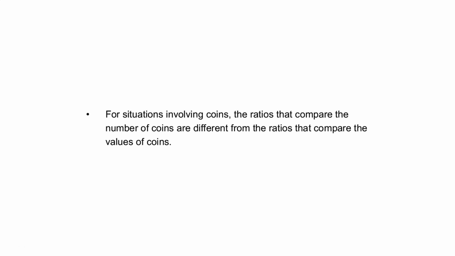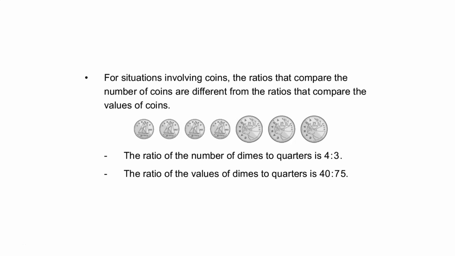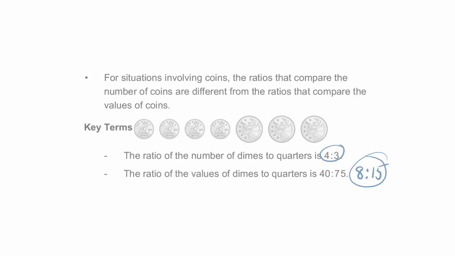For situations involving coins, the ratios that compare the number of coins are different from the ratios that compare the values of the coins. The ratio of the number of dimes to quarters is 4 to 3, but the ratio of the values of dimes to quarters is 40 to 75, which is significantly different. Even if you reduce this ratio by dividing each number by 5, you get a ratio of 8 to 15, so still different from the 4 to 3 ratio.